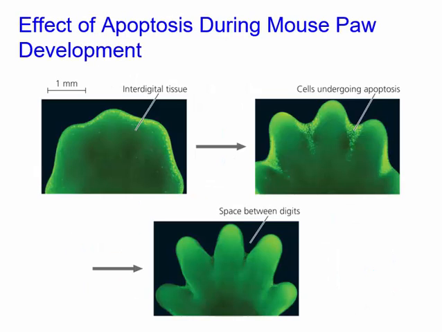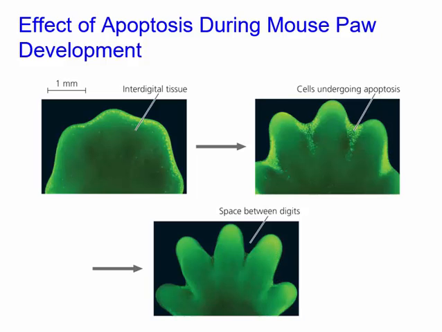So where do we see that in development? Here's a really cool example here. So here's mouse paw development and some really neat images. So here we have the interdigital tissue. That means between the fingers, the developing digits. And so how do those clefts form, those spaces form? Here we see through a labeling experiment, cells undergoing apoptosis at those spaces. So these cells are dying away and actually creating the space between the digits.